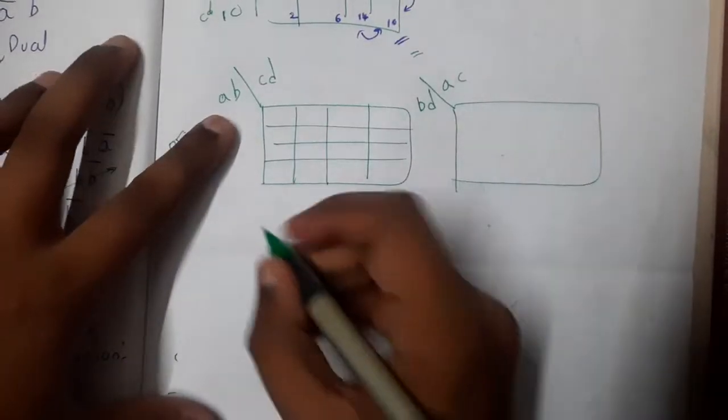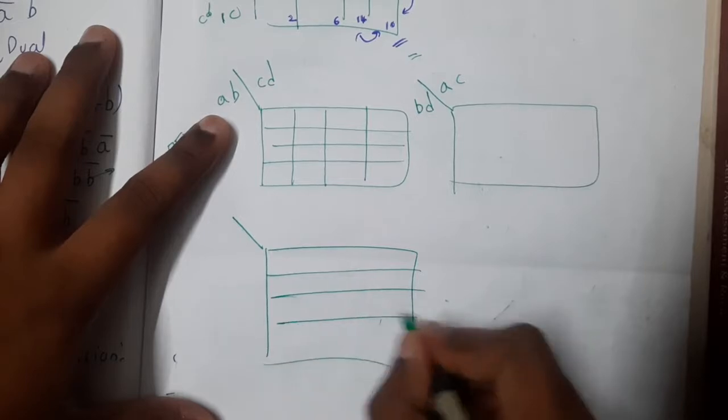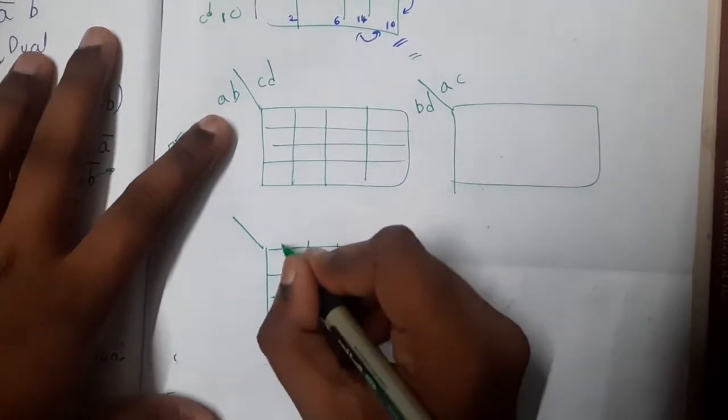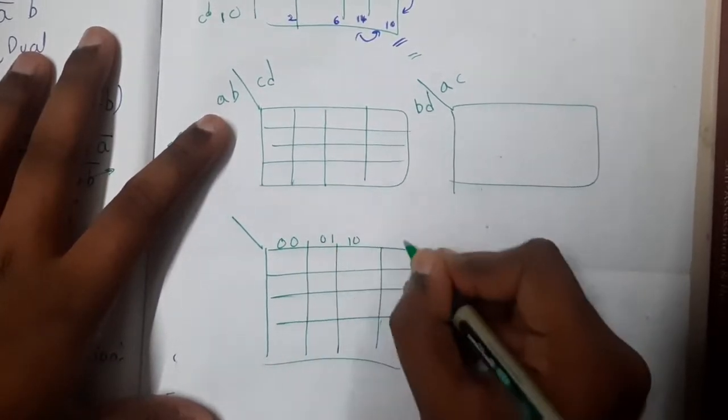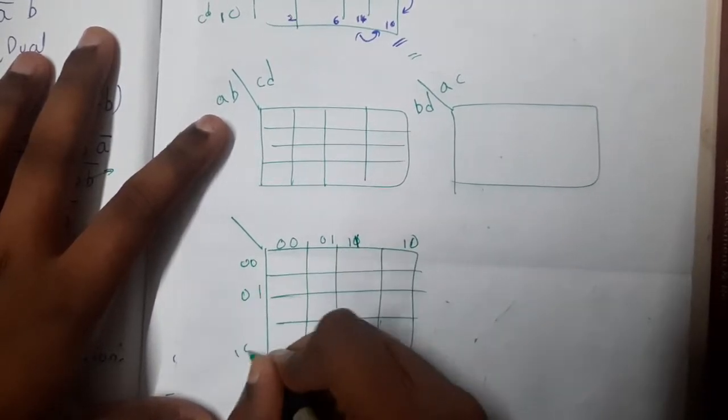The only change will be, so let me write it down. I think in my book I did not write it because I thought it could create some confusion. Okay. So 0, 0, 0, 1, 1, 0, 1, 1. Sorry. 0, 0, 0, 1, 1, 0, 1, 1.